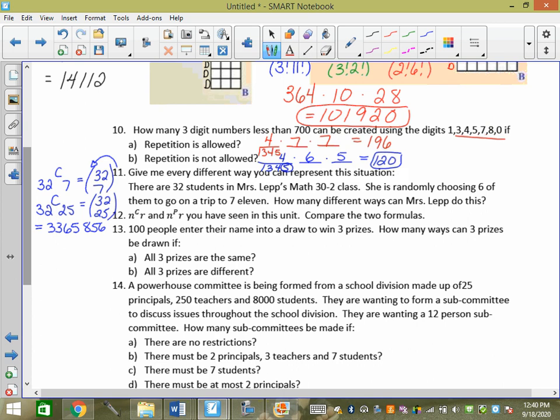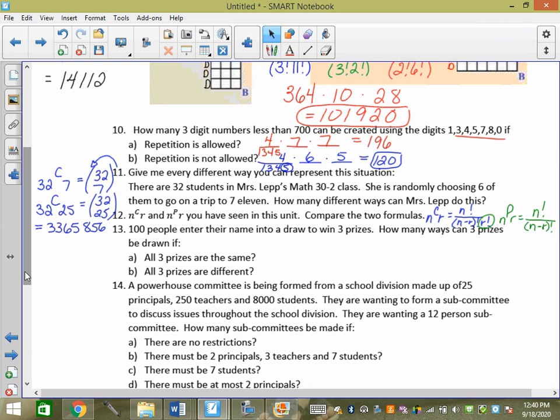Number 12, nCr and nPr you have seen in this unit. Compare the two formulas. The nCr formula is n factorial over n minus r factorial r factorial. The nPr formula is n factorial over n minus r factorial. So when we compare them, the nCr formula is just the nPr formula divided by r factorial. That's it. They're the exact same, except nPr is divided by r factorial to get nCr. So you'd have to write that. I just don't have room.